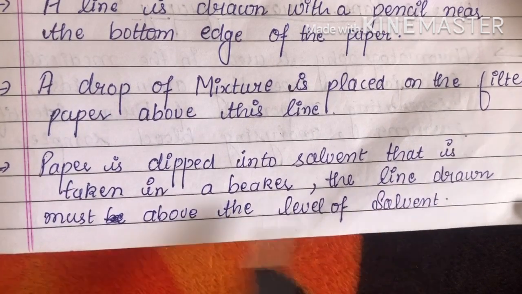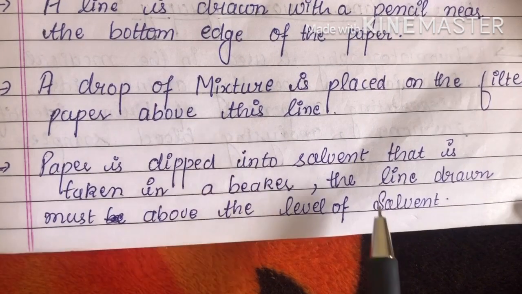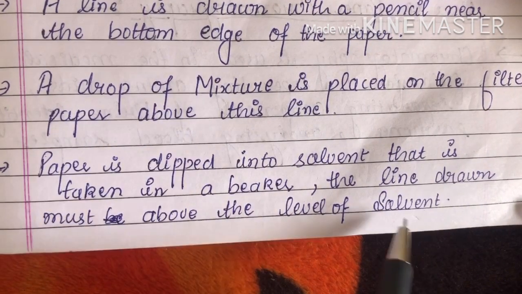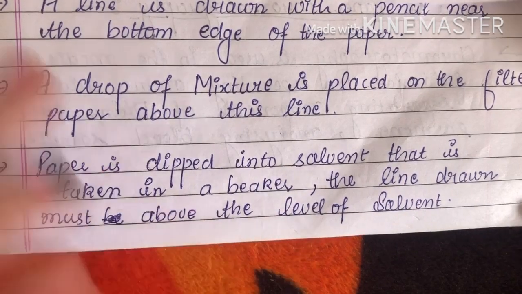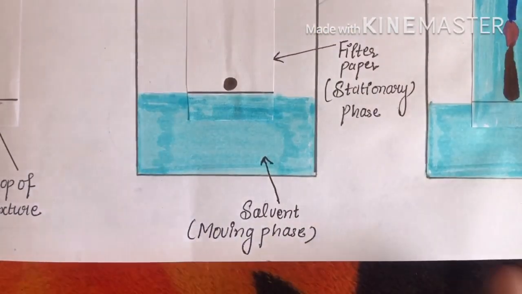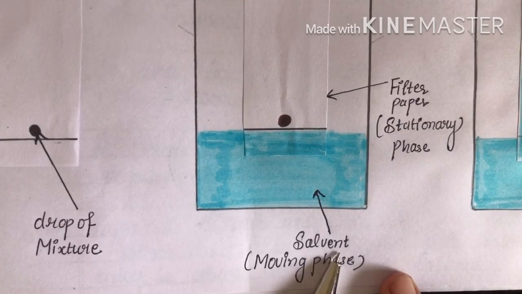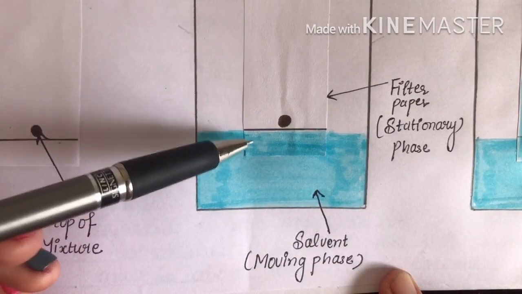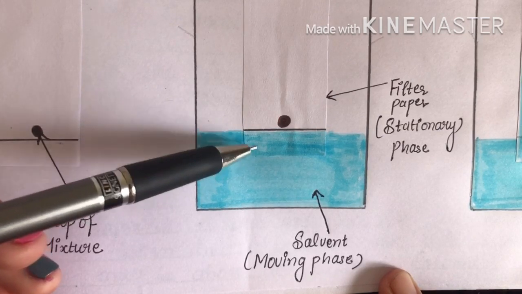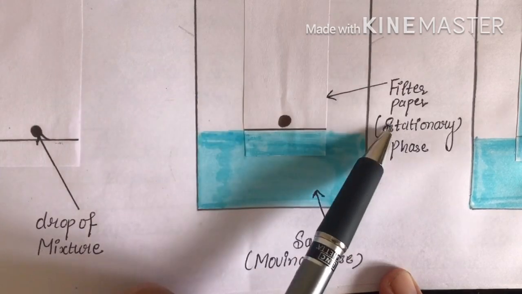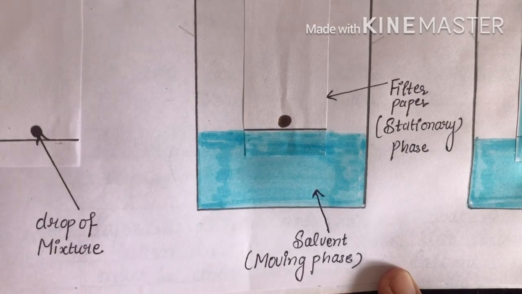The line drawn must be above the level of the solvent. You must remember that the line you draw on the filter paper must be above the level of the solvent. Like this. This is the solvent, that is the moving phase. The filter paper that you have dipped, the line is above the level of the solvent. This is the filter paper, the stationary phase, and this is the solvent, the moving phase.